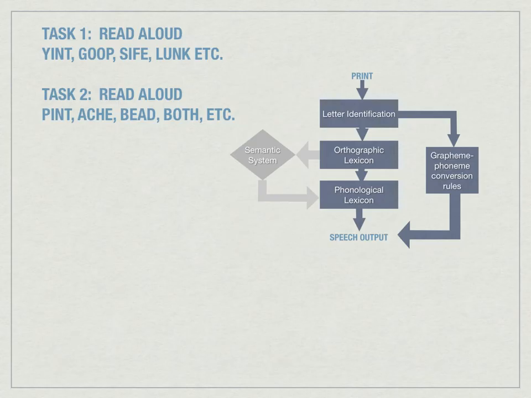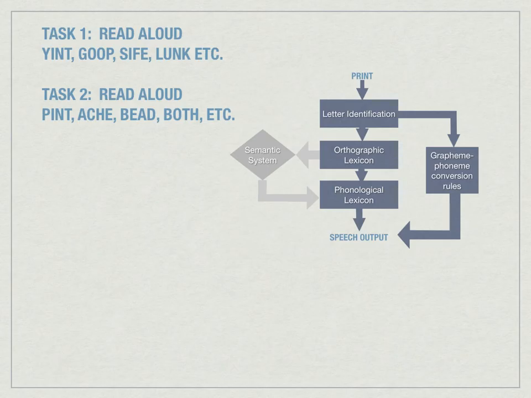So supposing I had two tasks. One task is reading aloud nonsensical words which are pronounceable but have no meaning, and are not represented in the orthographic lexicon because they haven't been seen before and you haven't stored them as visual words. And task two is to read aloud unusually pronounced words. So they have perfectly okay spelling patterns, but they're unusual. They're unusually spelt in the sense that they have unusual pronunciation.